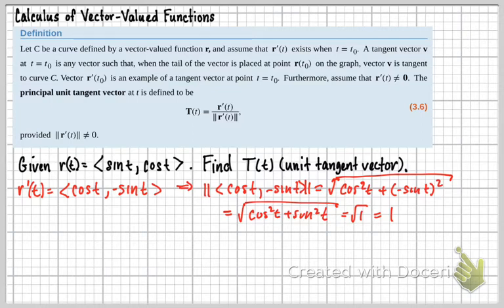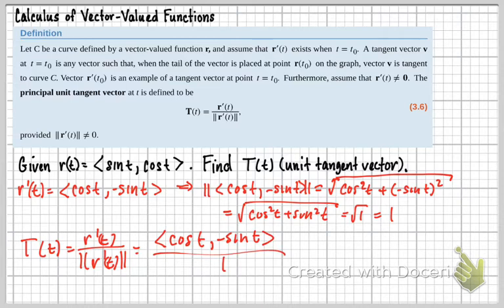Okay, so that means when I find capital T, now again, T is r prime t over the magnitude of r prime t. So this means I'm going to get cos of t, comma, negative sine of t over 1. And I didn't have to write that, but I wanted to show you the formula in its fullest. So the answer here is going to be cos of t, comma, negative sine of t.